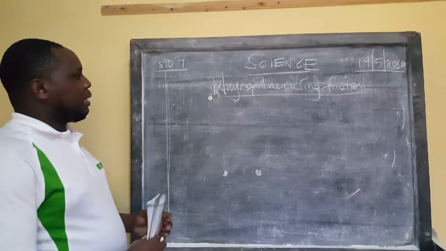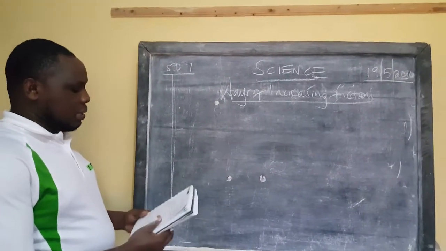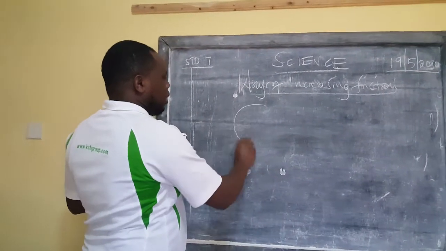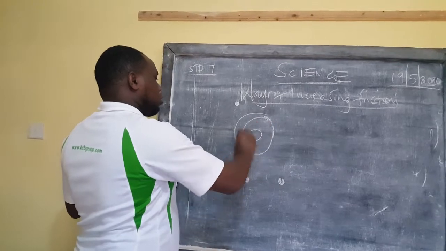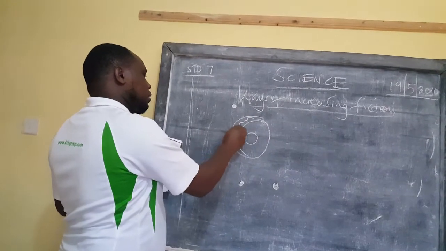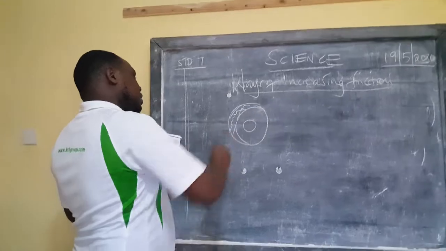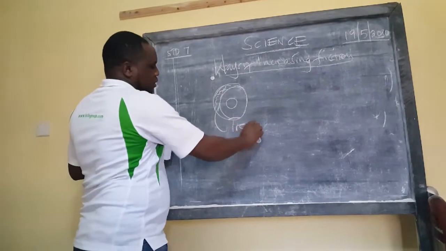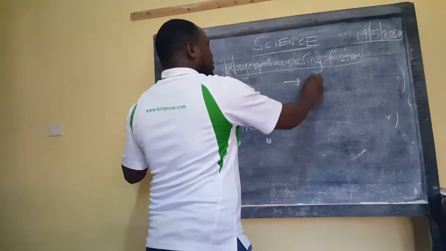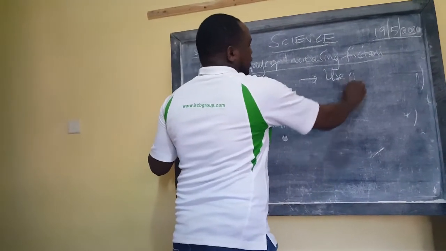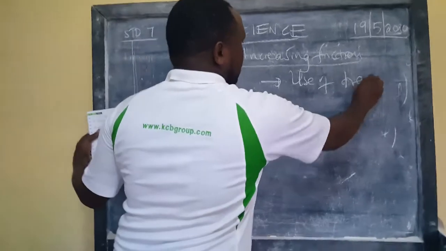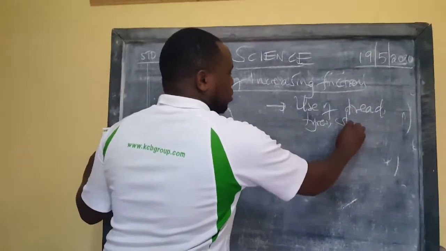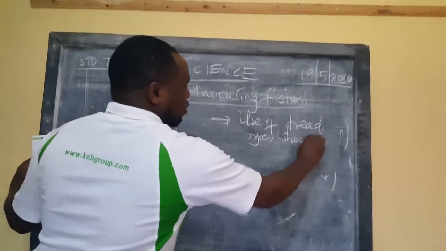So we begin by looking at what I talked about yesterday, about treads, a car that is having treads. So we call these treads. One way of increasing friction is use of treads, either in tires or even shoe soles.